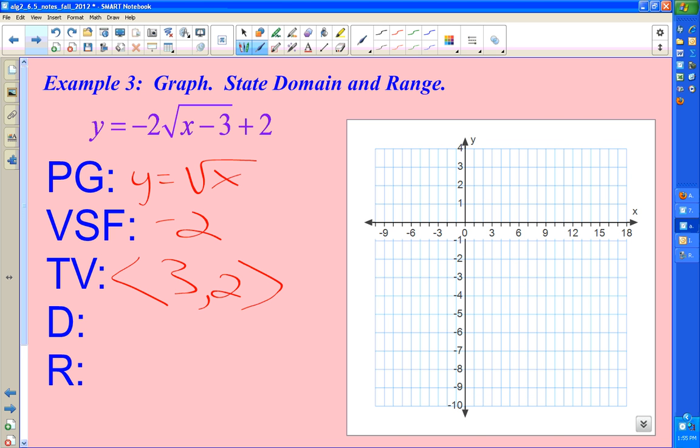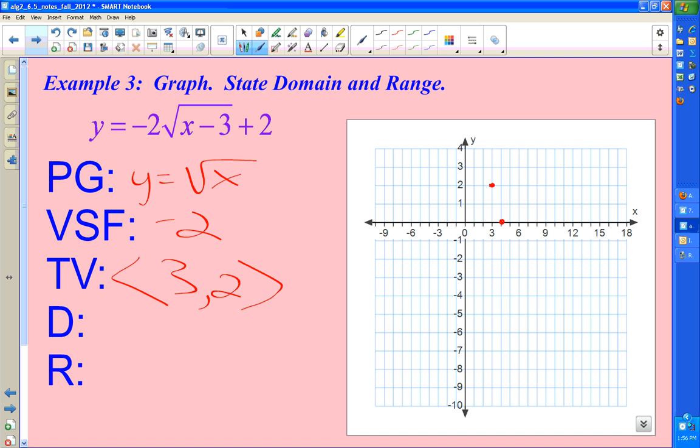So when we graph this, we start at 3, 2, right here. To get to our first point in the parent graph of square roots, it's right 1, up 1. What are we going to do? Right 1, down 2. Parent graph is right 1, up 1. We have a vertical stretch factor of -2, so it's right 1, down 2. Where's the next point on the parent graph?